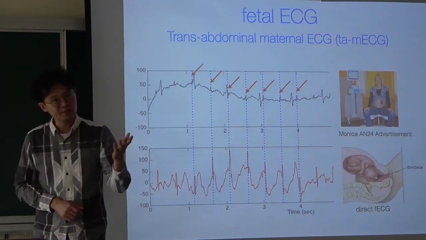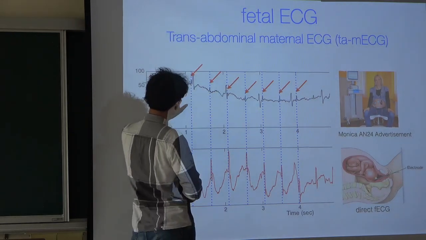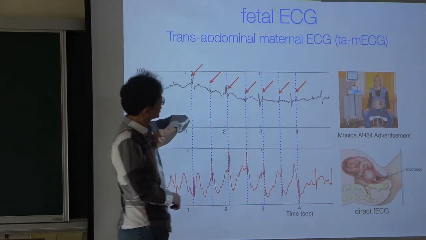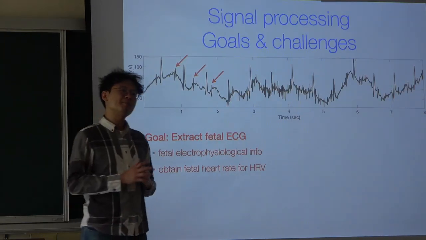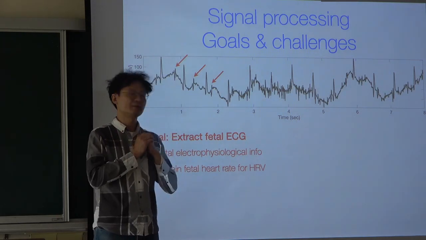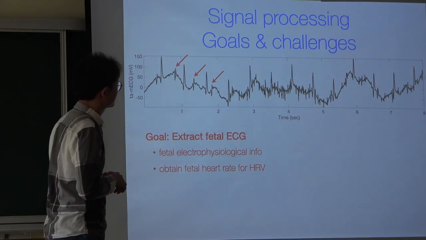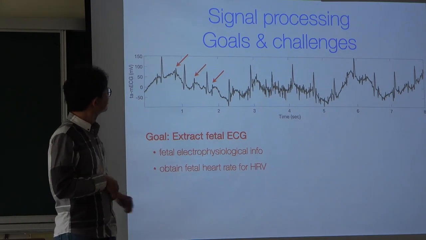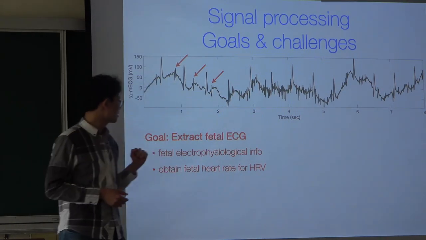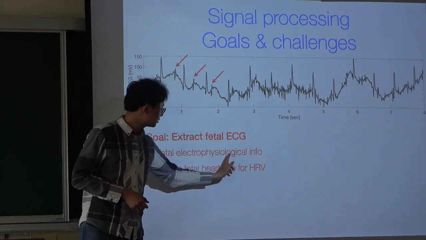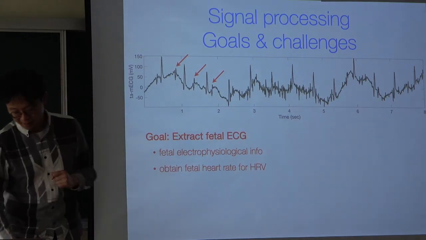Now the question is, would it be possible that we get fetal ECG information from the transabdominal maternal ECG? If you remember, before when we discussed the D-shape algorithm, we discussed several challenges of this kind of signals. For this transabdominal maternal ECG, the goal is to extract the fetal ECG so that we can study fetal electrophysiological information or to obtain fetal heart rate for heart rate variability analysis.